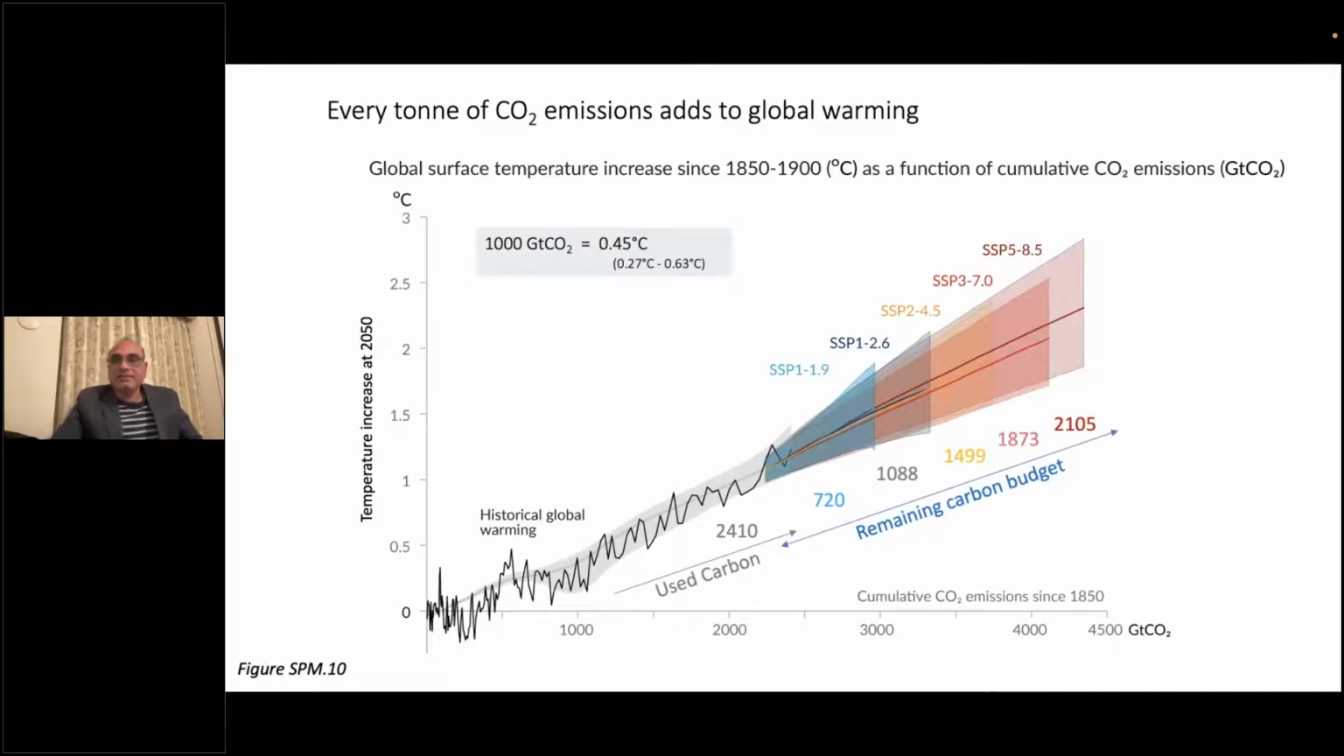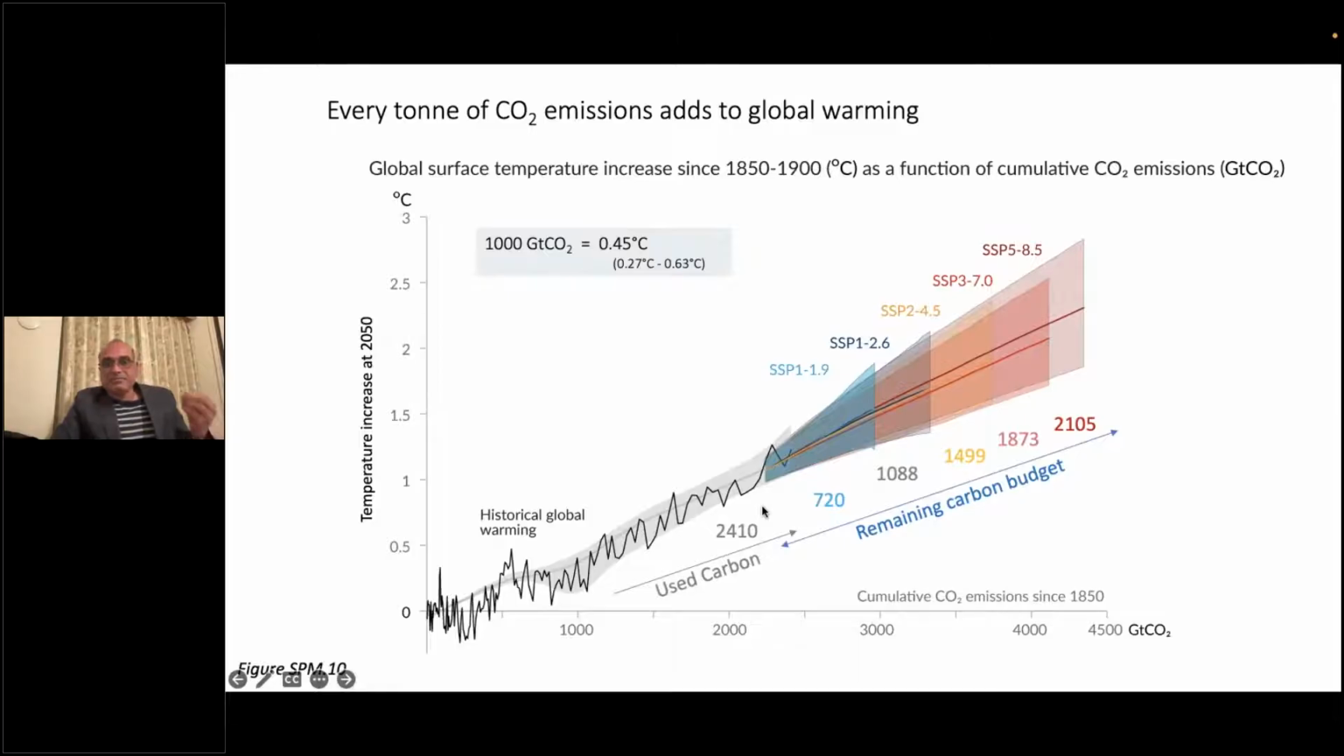We can still simplify things for communication and for policy making. So here what I'm showing you is that you can make a very simple metric: how many gigatons of CO2 we can emit to increase the temperature by 0.45 degrees centigrade, for example. There is of course a range, because different models have different sensitivity, but roughly this falls on a linear line for CO2 emissions versus temperature increase.